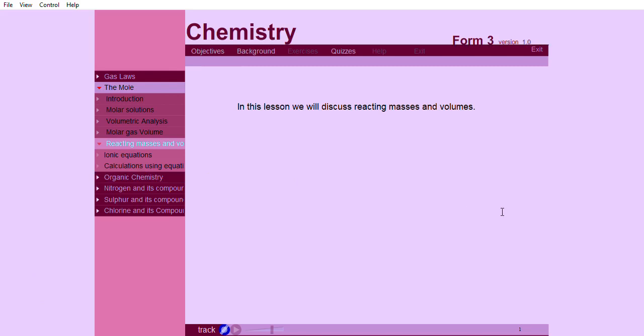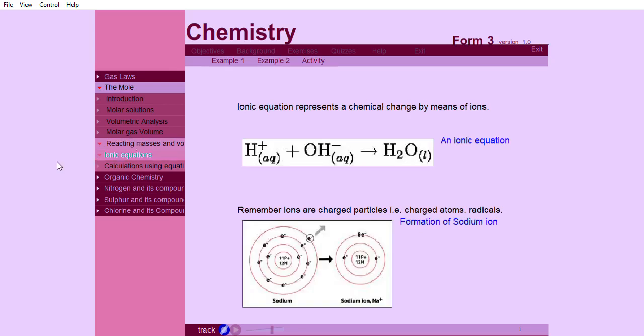In this lesson, we will discuss reacting masses and volumes. Ionic equation represents a chemical change by means of ions. Remember, ions are charged particles, that is, charged atoms or radicals.